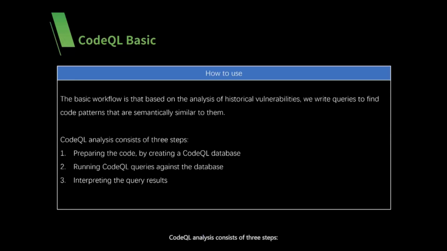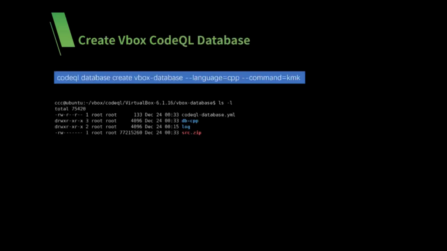CodeQL analysis consists of 3 steps: first, preparing the code by creating a CodeQL database. Second, running CodeQL queries against the database. Third, interpreting the query results. For example, as shown in the figure, this is creating a CodeQL database of VirtualBox.